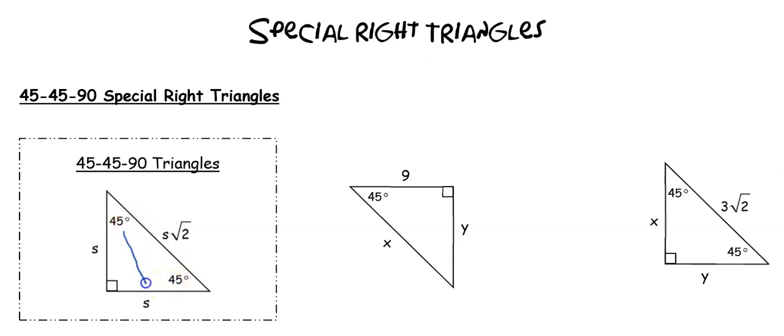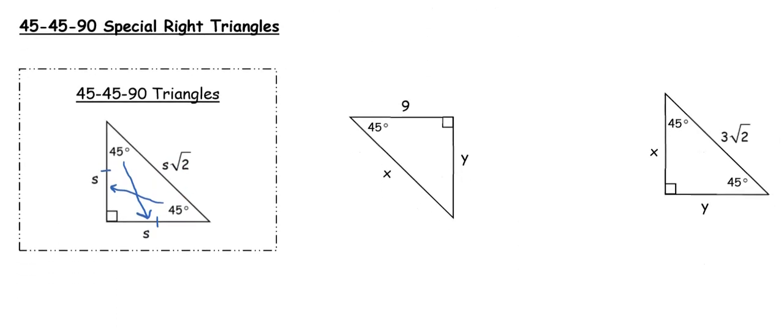The key is across from 45 is going to be the S. Across from the 45 is S. This is an isosceles right triangle. They're both S's, which is showing that those two sides are going to be congruent. And then across from the right angle is S root 2. It's all about that across from relationship.